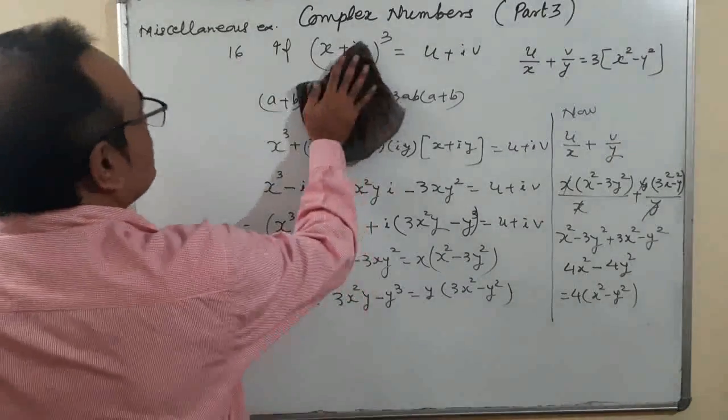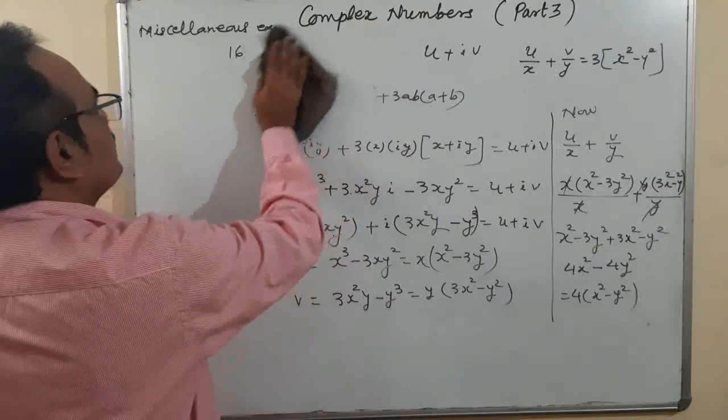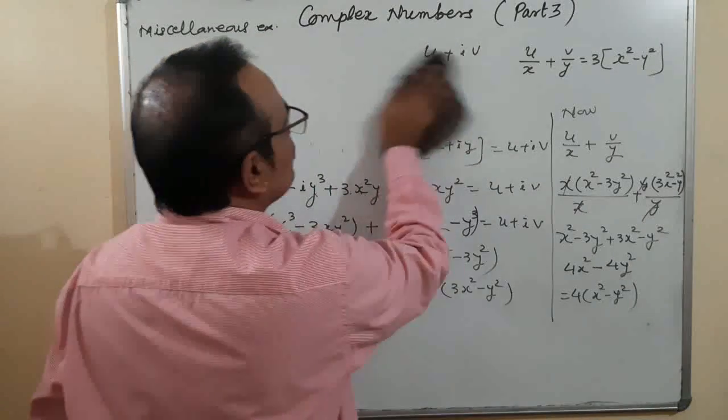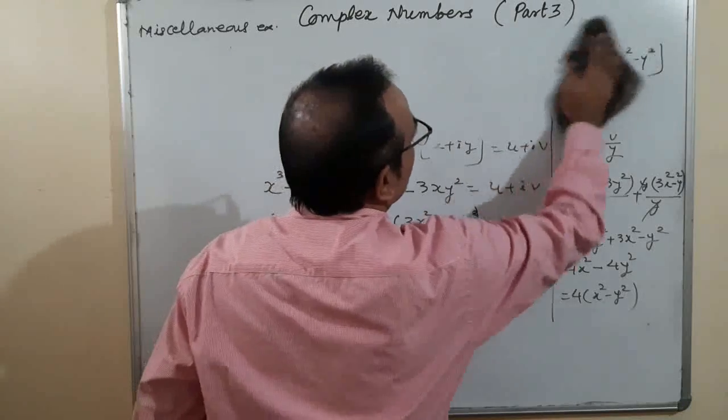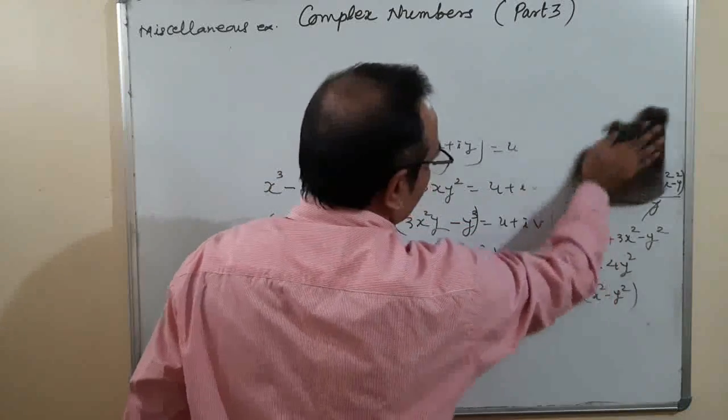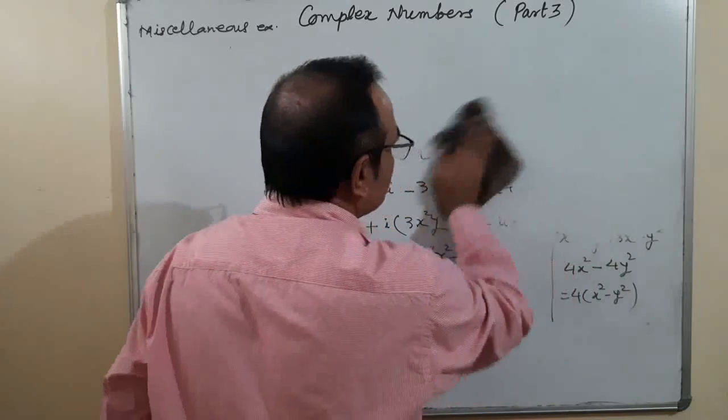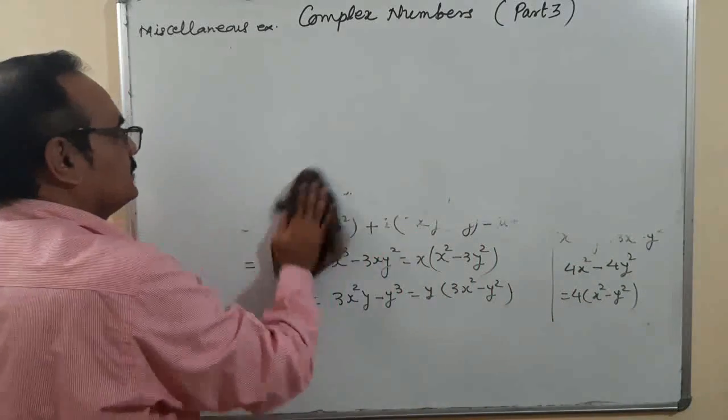So what we have done in this question: simply (x + iy) whole cube is given, expand it like (a + b) whole cube, compare the real part and imaginary part from both the sides, and substitute the value. Okay.